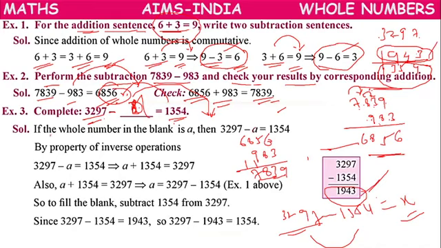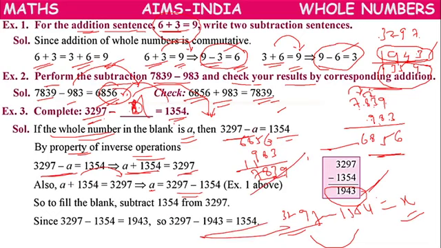Okay. So let the whole number in the blank they have taken as a. So 3297 minus a equal to 1354. By property of inverse operations, what we can do? So this a will go this side. A plus 1354 equals 3297. Or 1354 also will go this side. A equals to 3297 minus 1354. If you do the minus, you will get the answer. Okay.